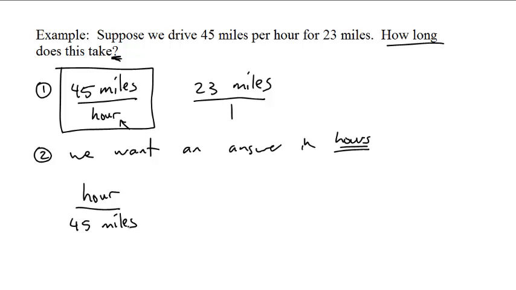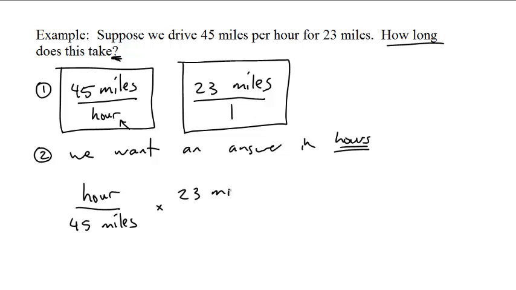And next, we have to multiply the other things. There's only one other thing in here in order to make the other stuff go away. We want hours, we want the miles to go away. If there's a miles down below, we want to have a miles up top. Hey, 23 miles over 1 already has miles up top. If there was the miles down below, we would have to flip it. But as it is, we just multiply by 23 miles over 1.